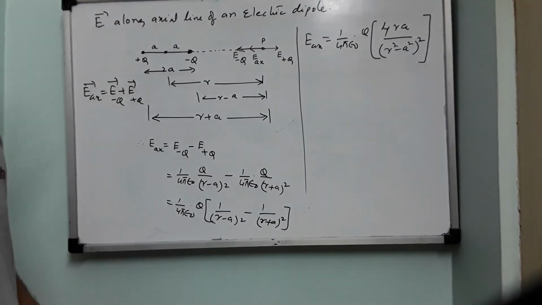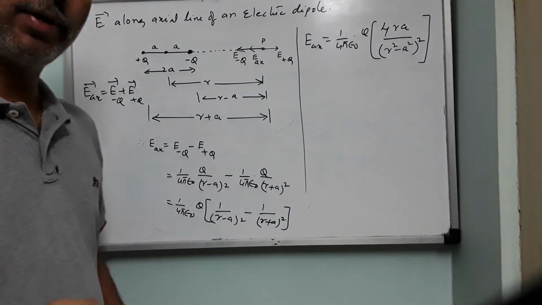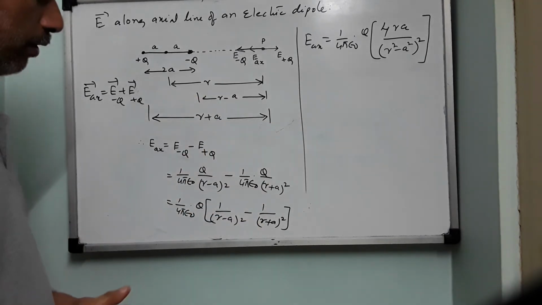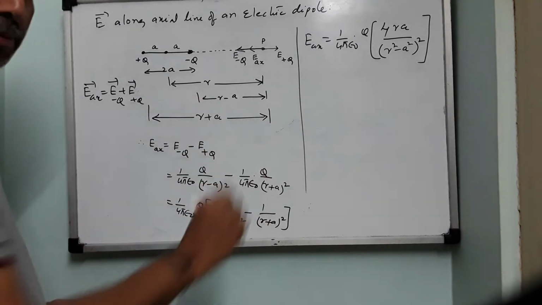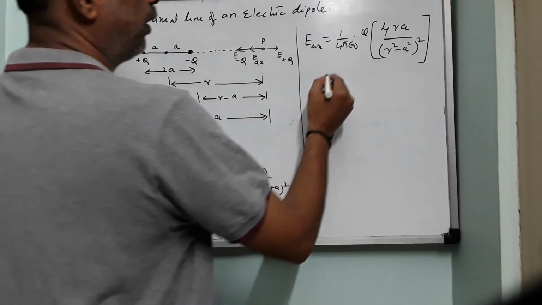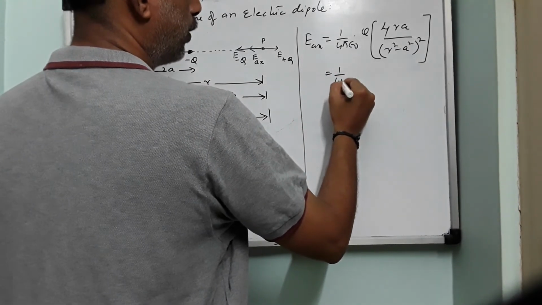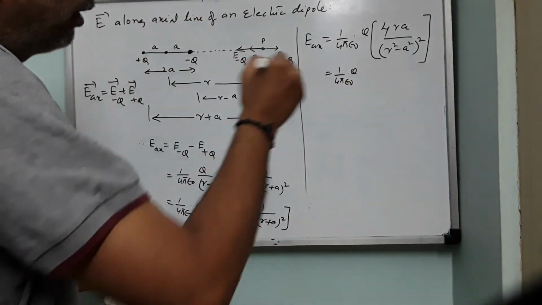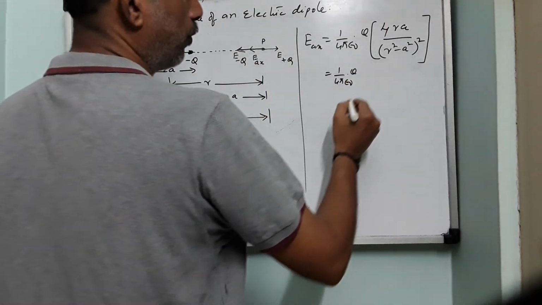So these are all the algebraic identities which you have studied in your class 10th. Just remember them, otherwise it will be a very big derivation. You have to take the LCM and then so many things. No need. So this will be 1 by 4 pi epsilon 0. This derivation is not intended to check your numerical ability, only conceptual ability. The Q as it is.